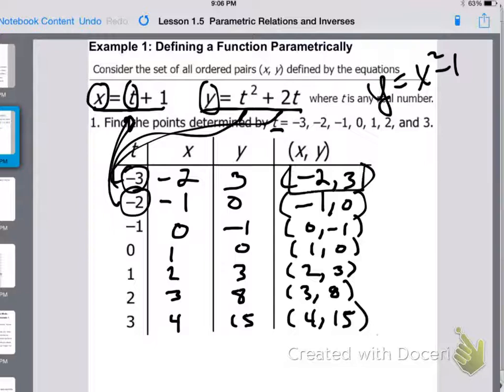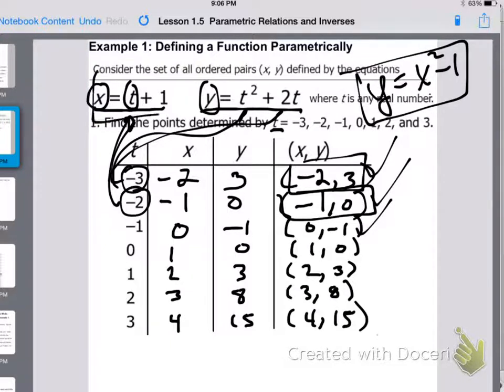So if I plug in negative 2 for x, notice how I get out 3 for y. Plug in negative 1 for x here, so negative 1 squared is 1. 1 minus 1 is 0. I'm good here. So for all of these, I'm good. So I've shown the relationship between the two.